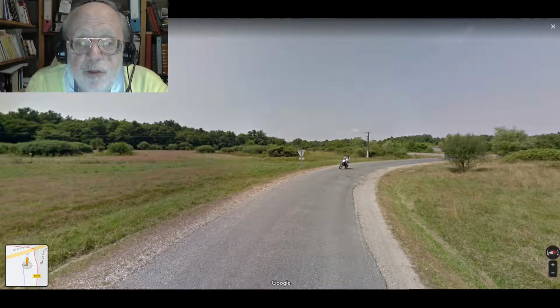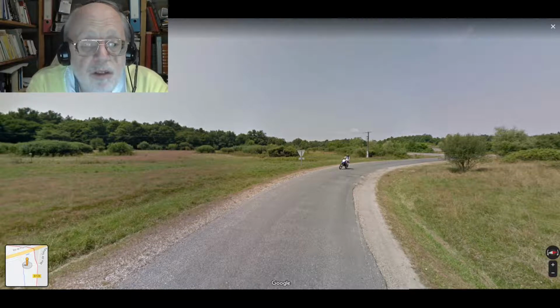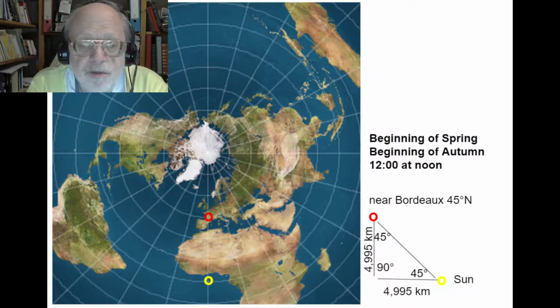The first consideration must be: how high is the sun above the flat Earth? For this we travel to France. The village of Puy-Normand is located near Bordeaux. On the northern edge of this village we are at 45 degrees north and 0 degrees longitude. Here we are by definition at a distance of 4,995 kilometers from the equator. And at noon, at the beginning of spring and autumn, the sun is 45 degrees high in the sky, viewing south.